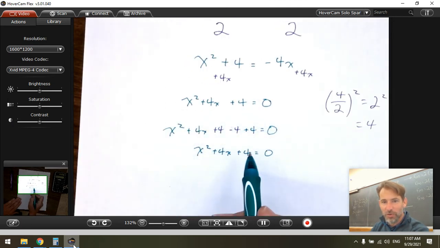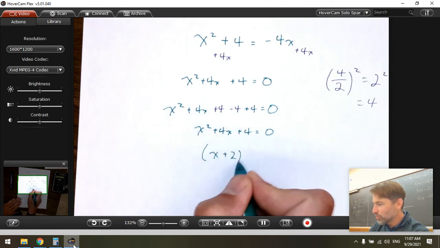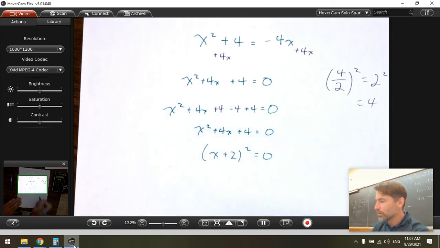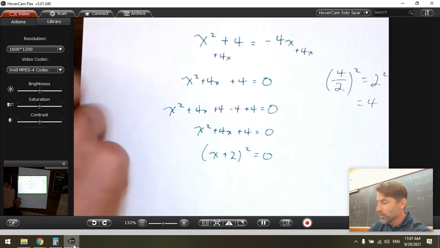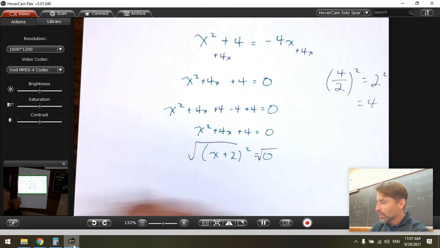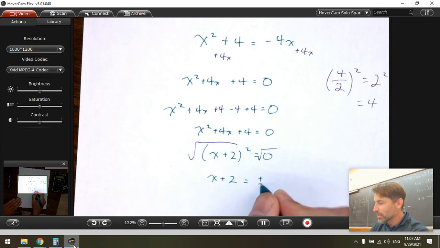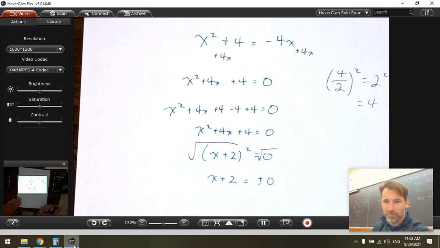I recognize that this is a perfect square trinomial. It is x plus 2 squared equals 0. So if that equals 0, then this must be 0, so x is 2. And x is only 2. There's only going to be one option because I have plus or minus 0 over here. When I take the square root of both sides, I have that x plus 2 equals plus or minus 0. Plus or minus 0 is the same thing as, plus 0 is the same thing as minus 0.